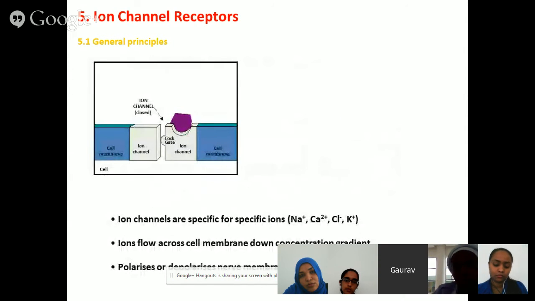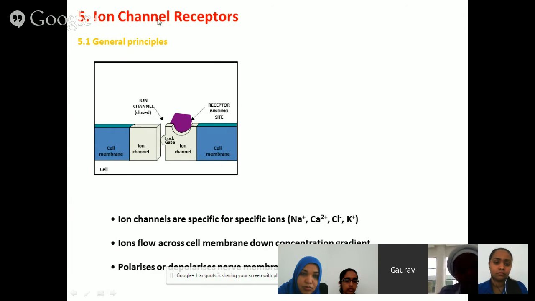Now here you can see this hydrophilic tunnel structure showing like that. In the structure there is a gate. In an inactive condition, that gate is always closed, and it is not allowing any type of ions to move inside or to exit from the channel or from the cell membrane.